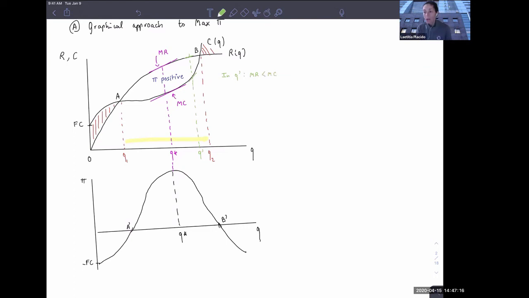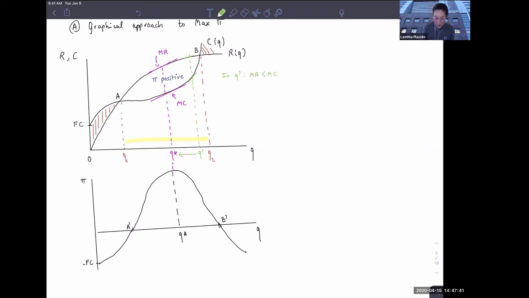So what does it mean intuitively? It means that the revenue you get from selling an additional unit on the market is lower than the cost incurred by producing that additional unit. Okay, so when marginal revenue is lower than marginal cost, the firm will optimally reduce its production.